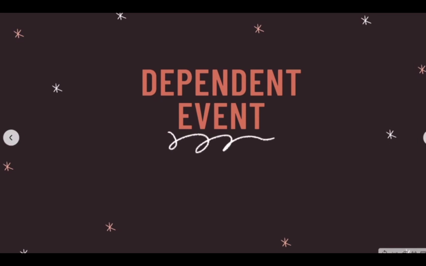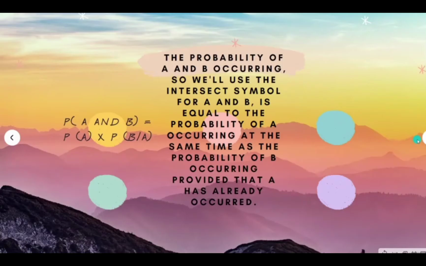Dependent event. The probability of A and B occurring, so we'll use the intersection symbol for A and B, is equal to the probability of A occurring multiplied by the probability of B occurring, provided that A has already occurred. So this is the guide or formula. Probability of A and B equals probability of A times probability of B given A.